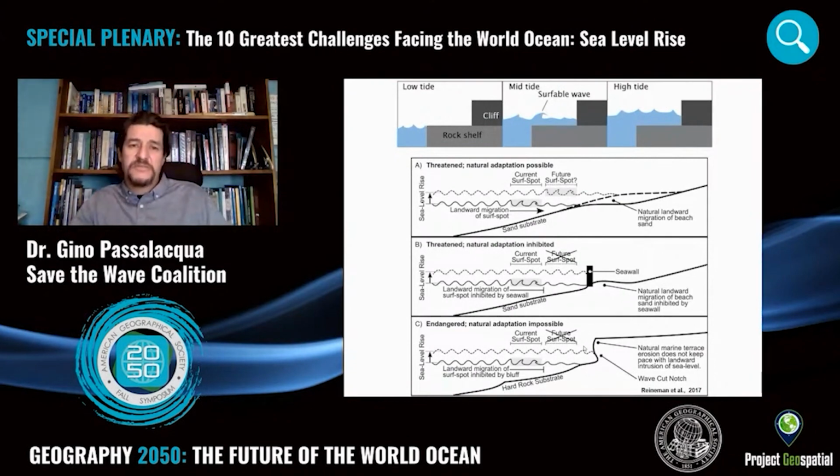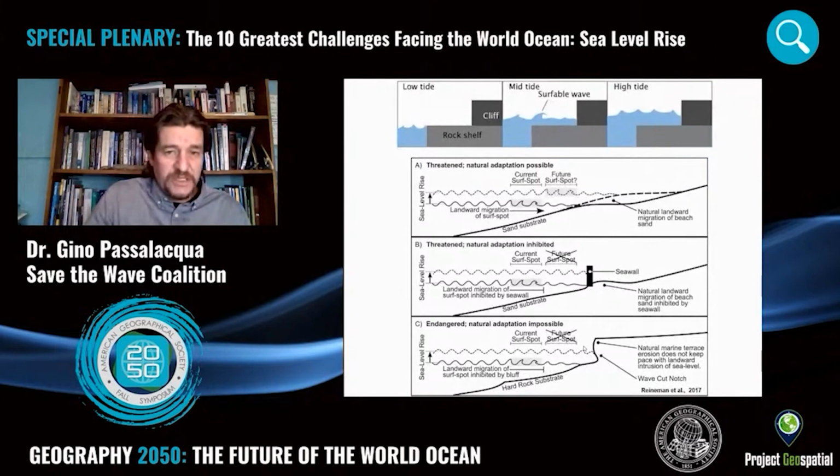The first is a natural adaptation in which there's a landward migration of the surf spot with a landward migration of the sandy beach due to sea level rise. So basically, the surf spot moves with sea level rise. Will it be the same? We don't know.